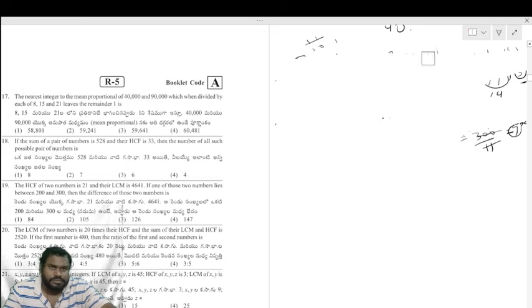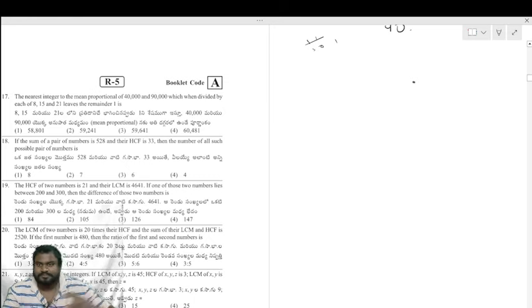Next question, 17. I prefer to do it with the first method because that is easier to solve. Instead of going with the second method, it's better to go with the first method.